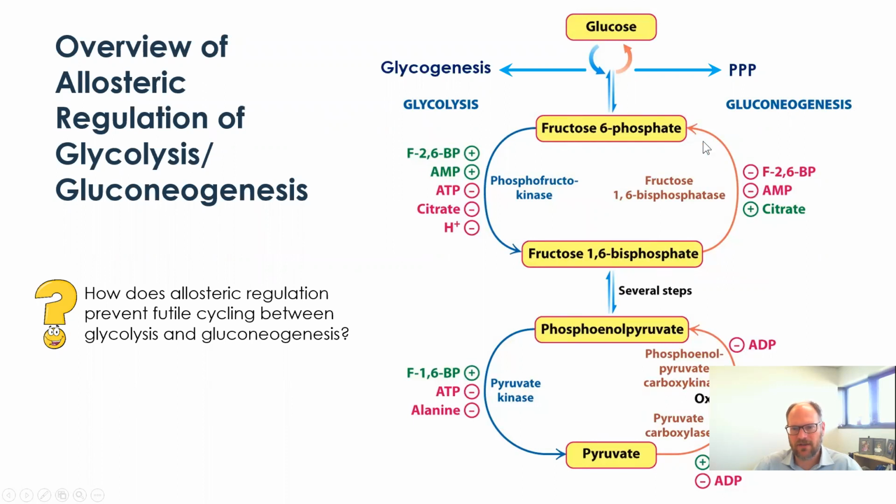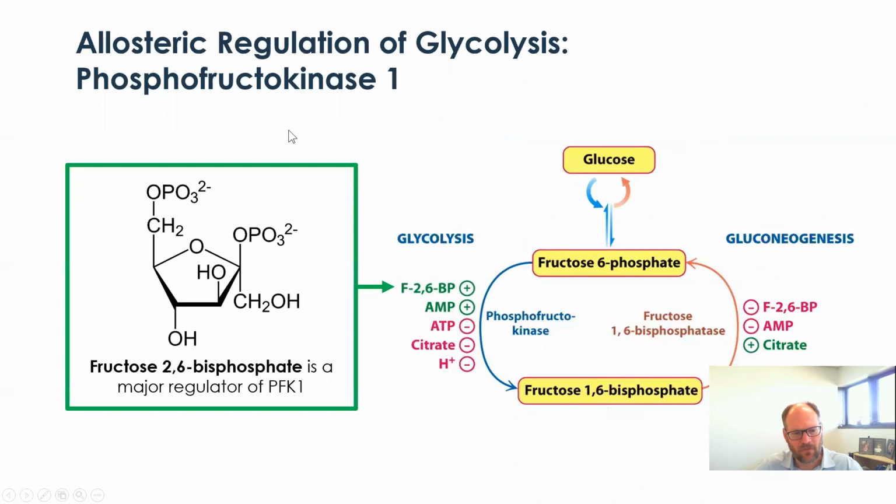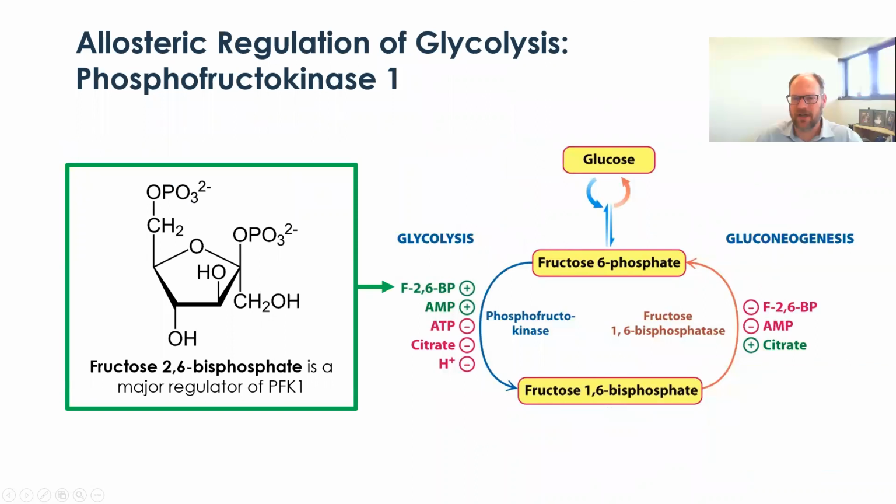Now, I've left out one of the really classic modulators, and we'll talk about it in more detail. It's fructose 2,6-bisphosphate. This one is a really potent activator of PFK, and we're going to talk about how that works. Fructose 2,6-bisphosphate looks a lot like the glycolytic intermediate, except the phosphate is on position 2 instead of position 1. What happens is that it binds to a separate regulatory binding pocket in phosphofructokinase, PFK, and that stimulates it and then stimulates glycolysis.